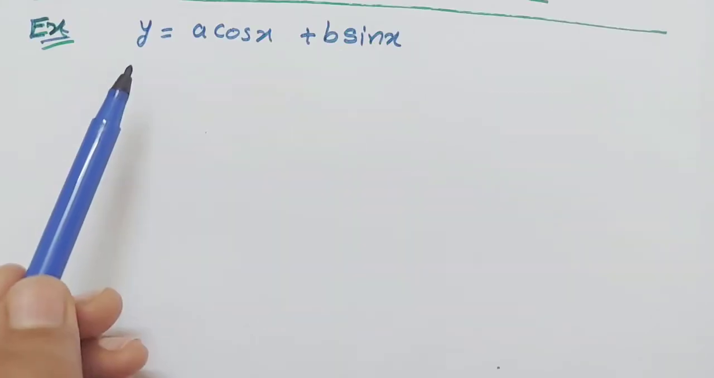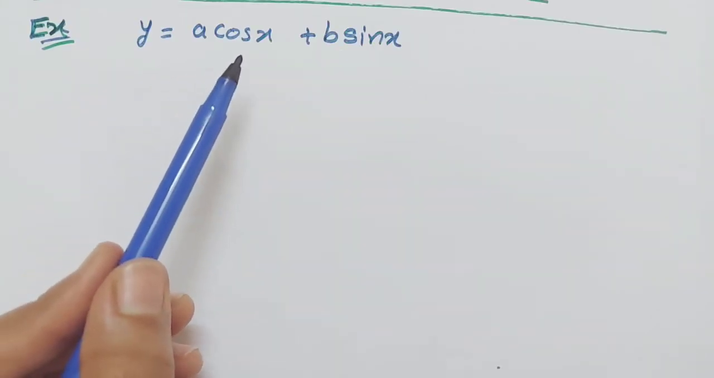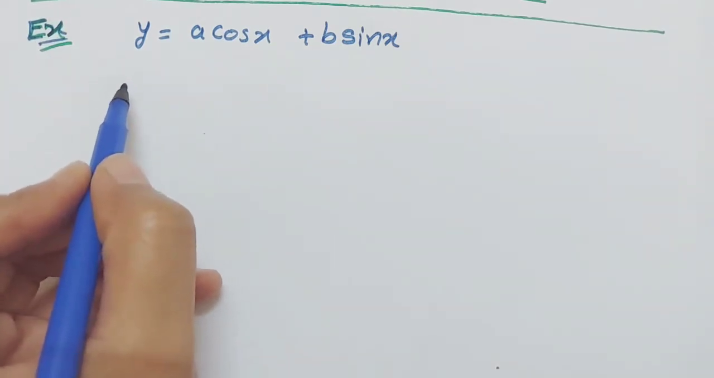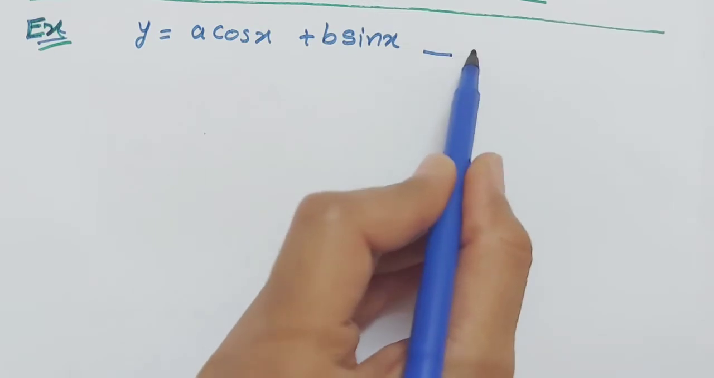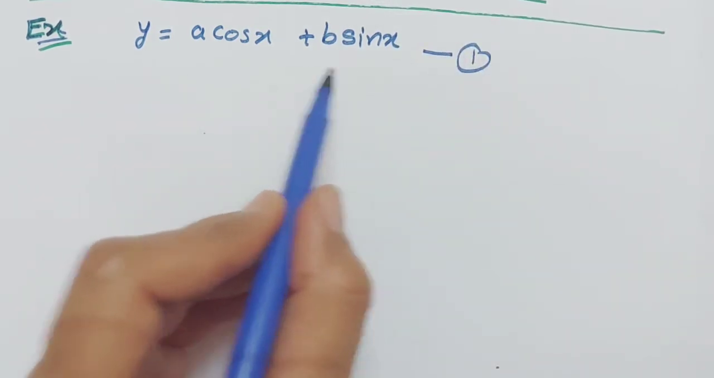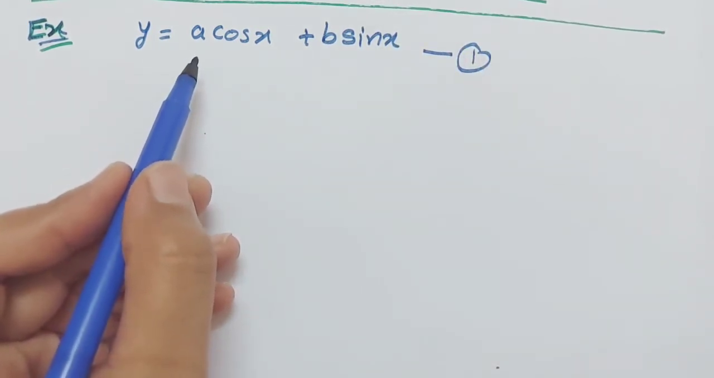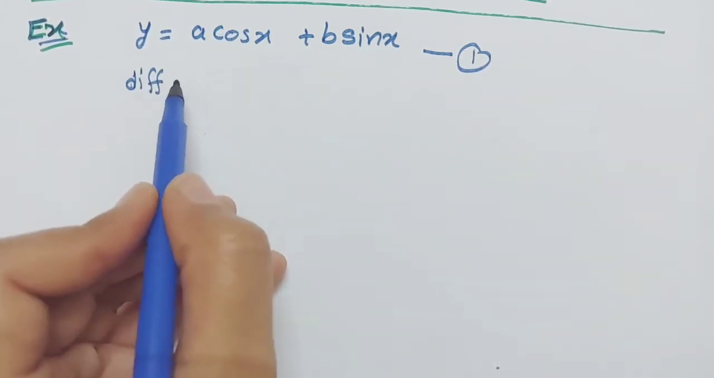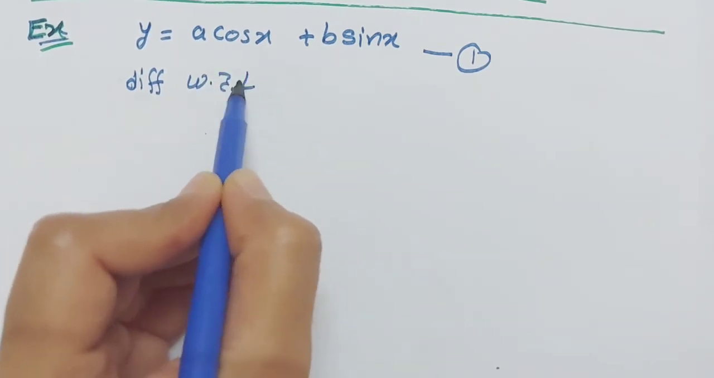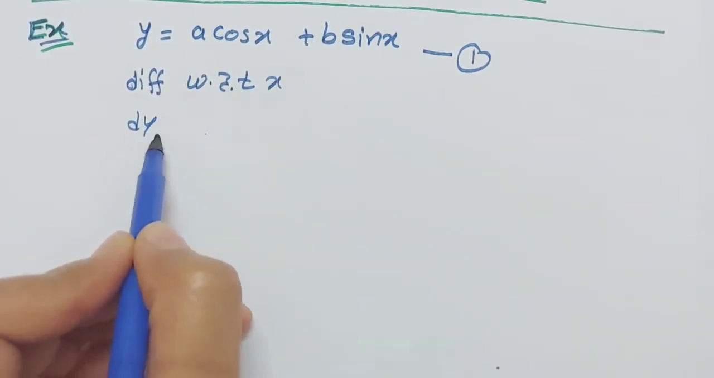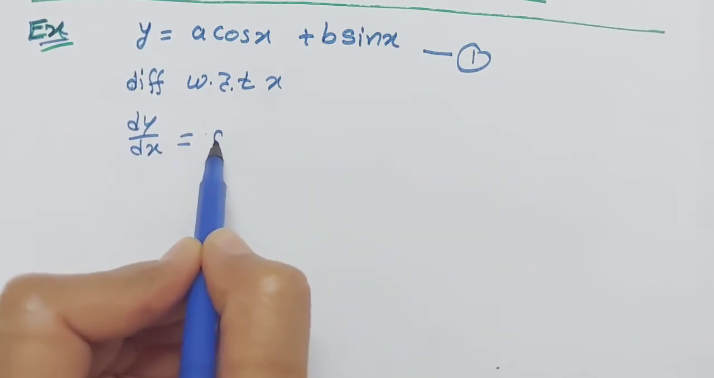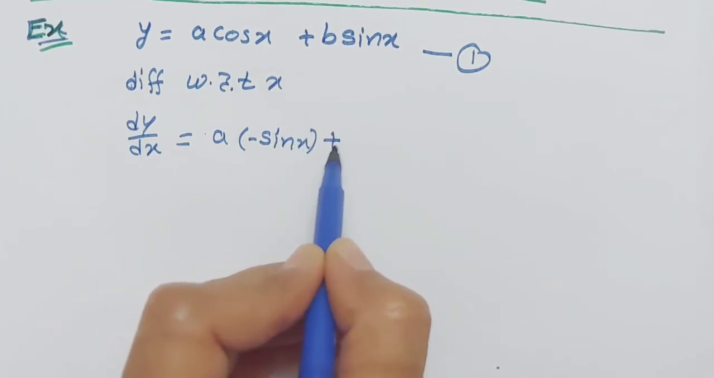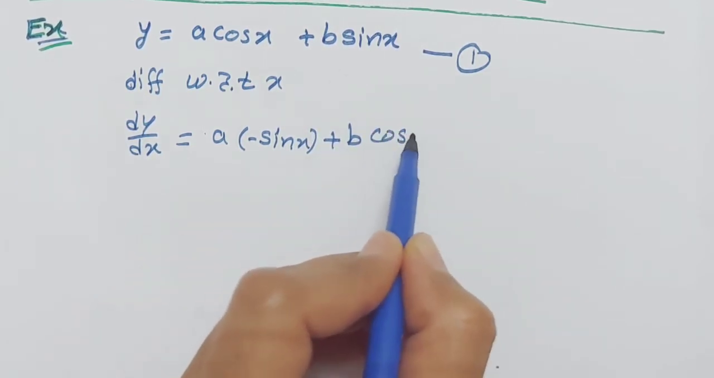Suppose we are given the equation of a curve, y is equal to a cos x plus b sin x, and we have to formulate the differential equation. See here, this is our equation number 1, the given equation of the curve, and it contains two arbitrary constants. That means we have to differentiate this curve twice. So if we differentiate with respect to x, we get dy by dx is equal to a times the derivative of cos x, which is minus sin x, plus b times the derivative of sin x, which is cos x.